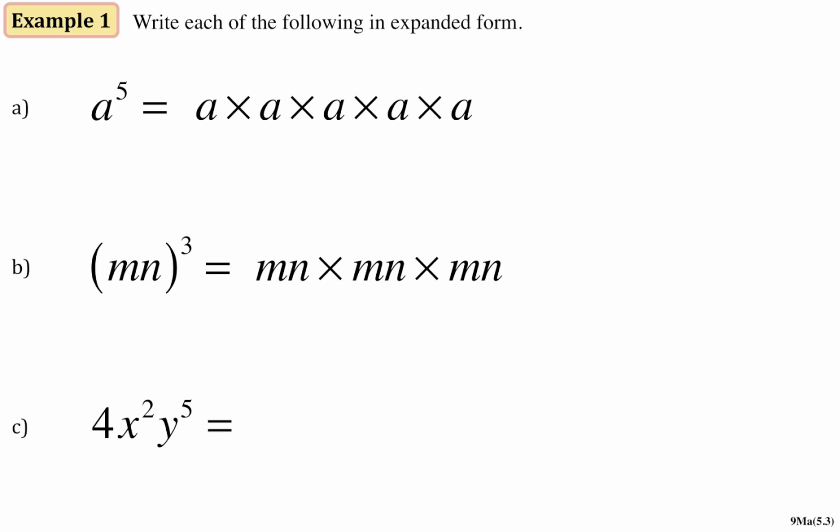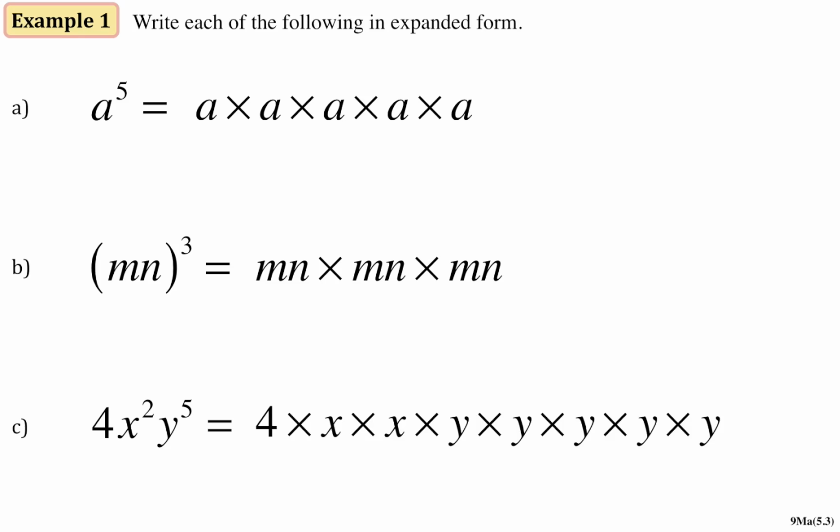Part C, let's write this in expanded form. Notice now that we've got 2 letters, so let's just leave the 4 out the front and times x times x. There's my 2 x's because there was an x squared, and then y is being times by itself 5 times, so y times y times y times y times y. So there's our answer for writing that in expanded form.